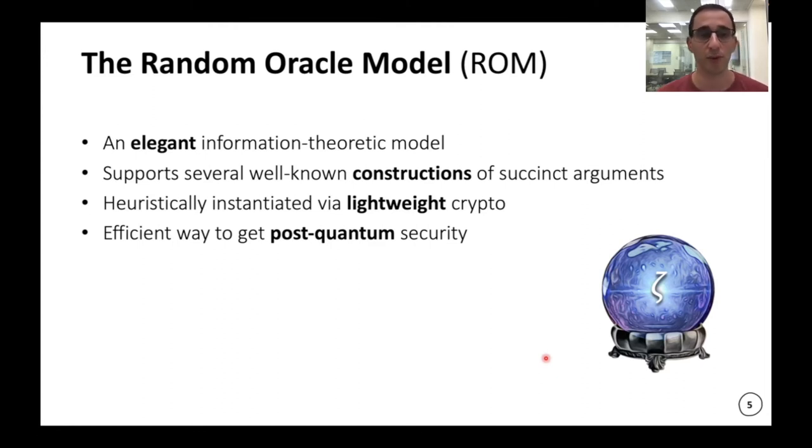It's not only just a general model. We have some very beautiful constructions of SNARGs in the ROM. And you can take these constructions, and if you want to bring them back to real life, you just heuristically instantiate the random oracle with some cryptographic hash function. These are usually considered relatively lightweight crypto. It doesn't involve things like public key encryption and lattices and so on. And it's actually a very efficient way to get post-quantum security. So we have all these attractive features of SNARGs in the ROM, and this is going to be the focus of this talk.